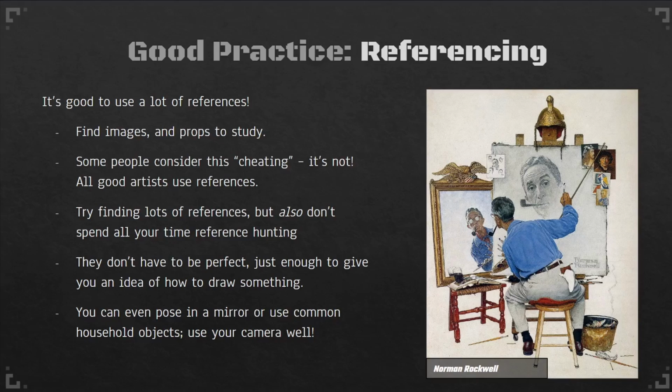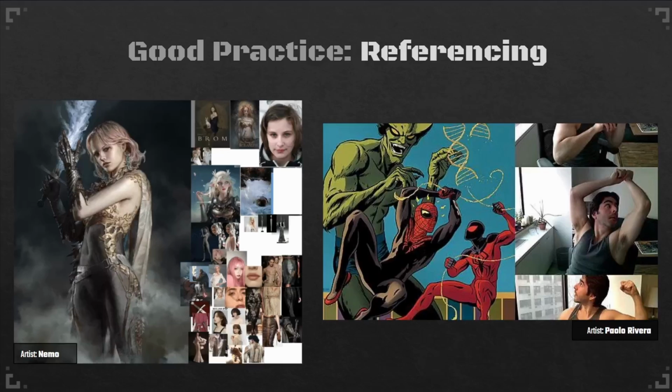If you're trying to draw some objects like grass, you might pull up a ton of pictures of grass. It's really good to use a lot of references, and don't feel like this is cheating or anything. It's not. All artists use references, and they don't have to be perfect, but they just have to be enough so that you have a bit of an idea on how to draw it. There are a lot of ways you can get references. You can see on the right, this is a very professional artist. They clearly use a ton of references, and it has really helped them maintain a very accurate and realistic painting style.